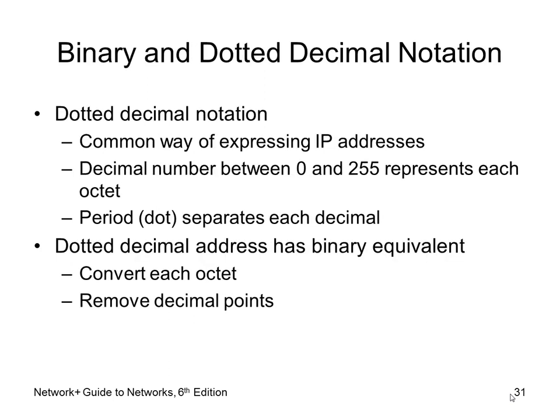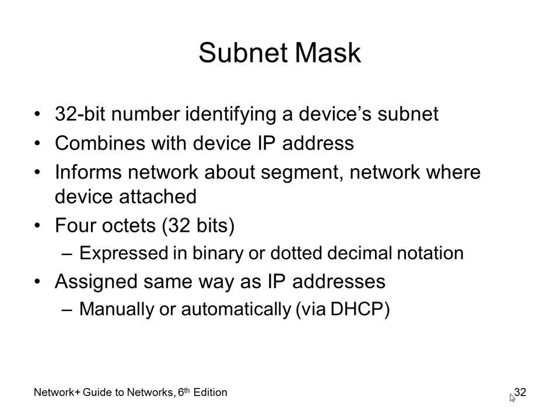All right, binary and dotted decimal. Dotted decimal is the common way of expressing IP addresses. That's like the 66.210 whatever, or 164.58 whatever, or the 10.10 or whatever. That's what we see it in, okay? A period separates each decimal. They also have a binary equivalent, which we will do, okay? Convert each octet, remove the decimal points. And we'll see how that works, okay? But they just don't go into depth here.